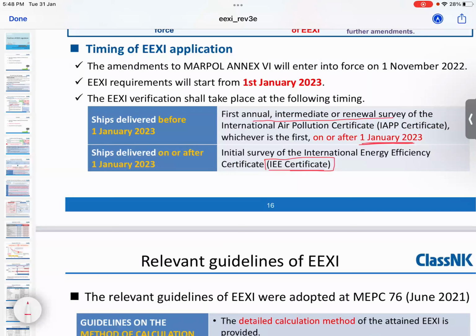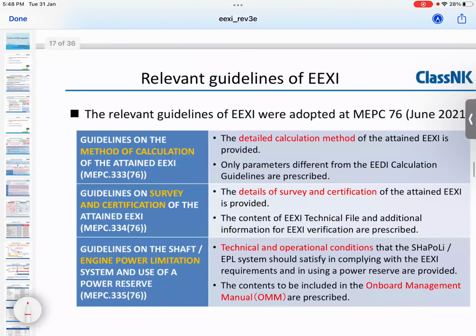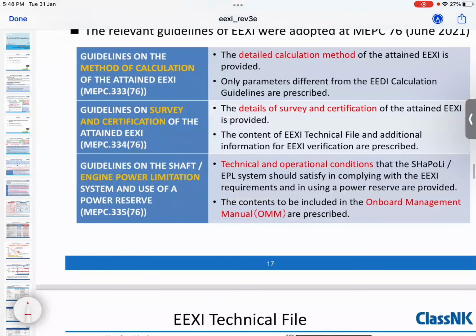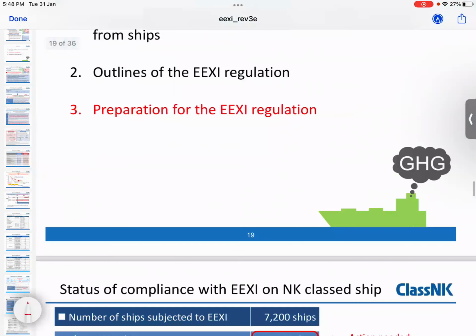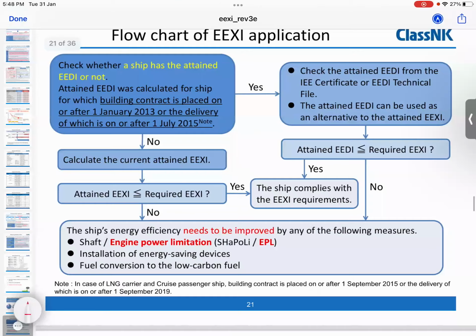ओके. बिकॉज इफ यू सी द IEEC, उसमें आपके सारे पैरामीटर्स बताए गए हैं. बट स्टिल I'll check, double check and then let you know, right? तो इसमें आपकी टेक्निकल फाइल है. लेट्स नॉट गो मच इनटू डिटेल, राइट?